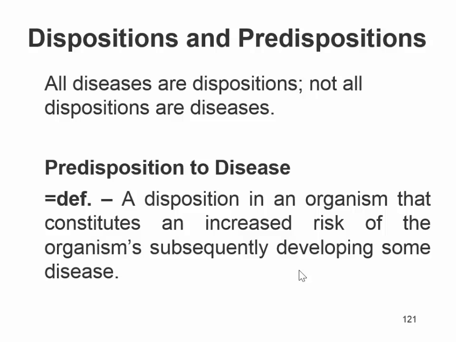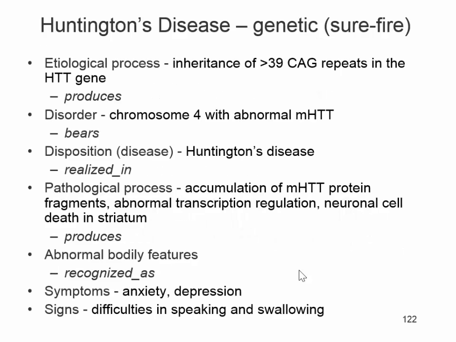And an example would be Huntington's disease. This is a surefire disposition. In other words, if you have it, then you always get the disease. And here the etiological process is a certain genetic inheritance which produces a disorder, which is chromosome number 4 has abnormal mHTT. This bears a disposition which we call Huntington's disease, which is realized in pathological processes, which is accumulation of these protein fragments, which goes hand in hand with abnormal transcription regulation and neuronal cell death in striatum, which produces abnormal bodily features such as anxiety disposition and eventually difficulties in speaking and swallowing.